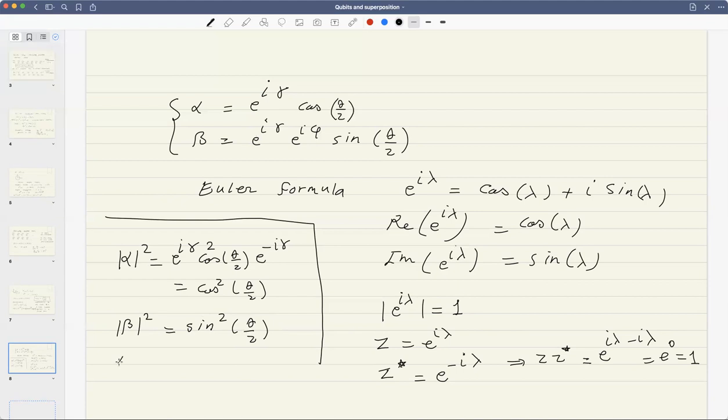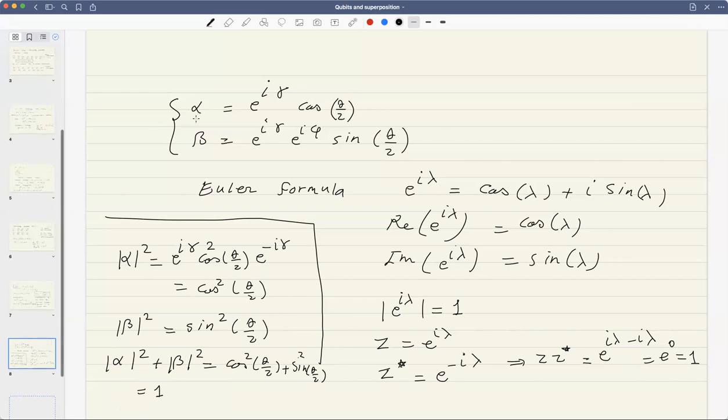And then the absolute value of alpha squared plus the absolute value of beta squared is going to be cosine squared theta over 2 plus sine squared theta over 2. And that's an important trig identity. So sine squared plus cosine squared is always 1. So this parameterization guarantees the normalized state.